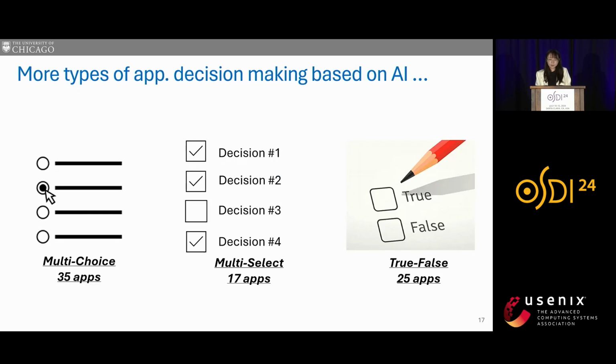And there are more types of application decision-making among the 77 apps in the empirical study. That includes multi-choice decisions which we have seen. And there are also multi-select decisions wherein the applications can select not only one option out of all. There are also other applications that make true-false decisions. So whether a specific ML model's error can lead to an incorrect decision depends on the application decision-making logic.